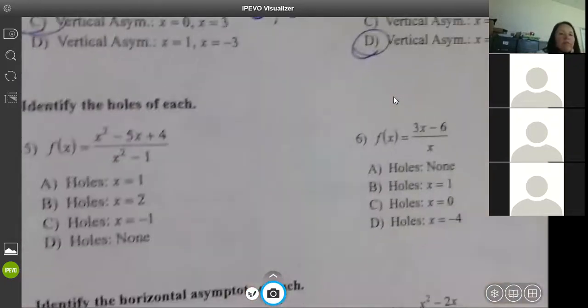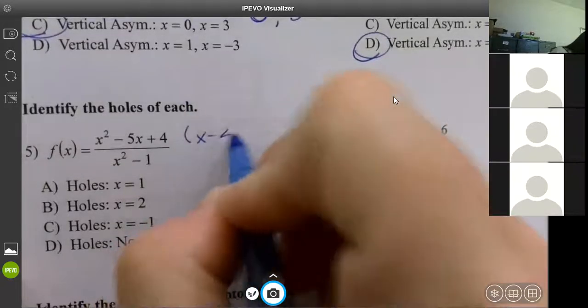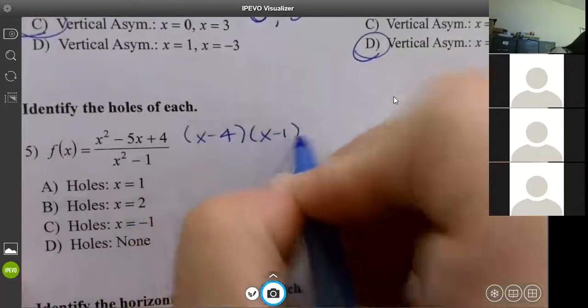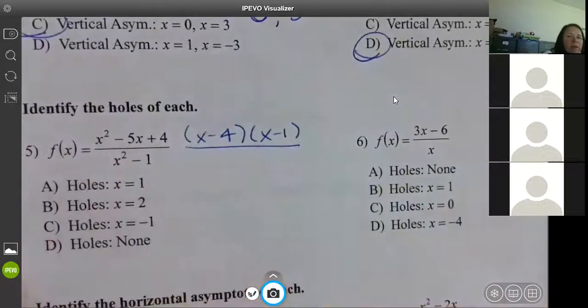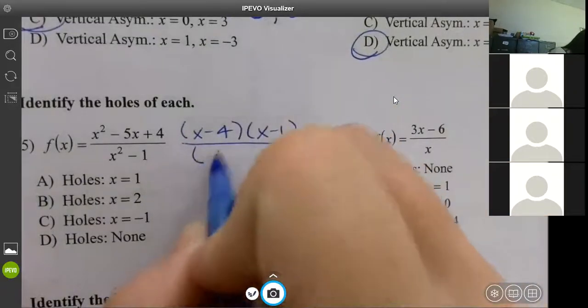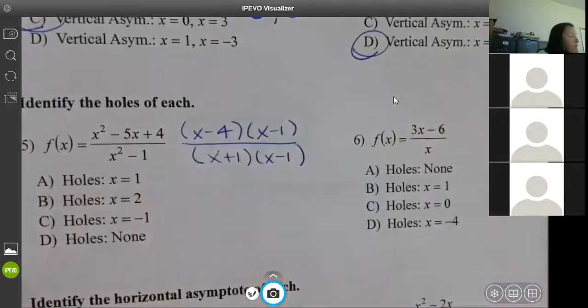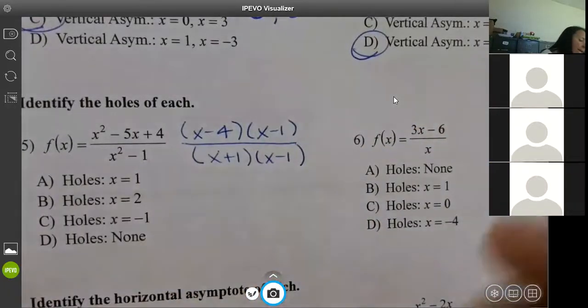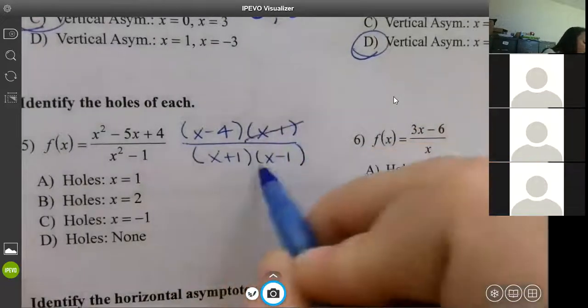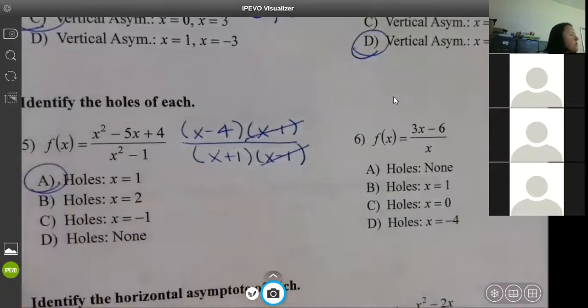All right, let's look at number 5. Factors of 4 that add to -5. We just did those on the top. X minus 4, x minus 1. How do I factor x squared minus 1? Very good. What can I mark out? It just asks you to identify the hole. So where's that hole at? +1. Just watch those signs.